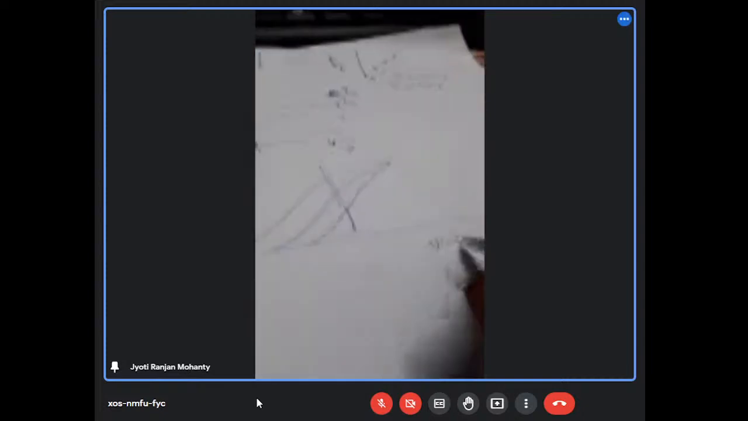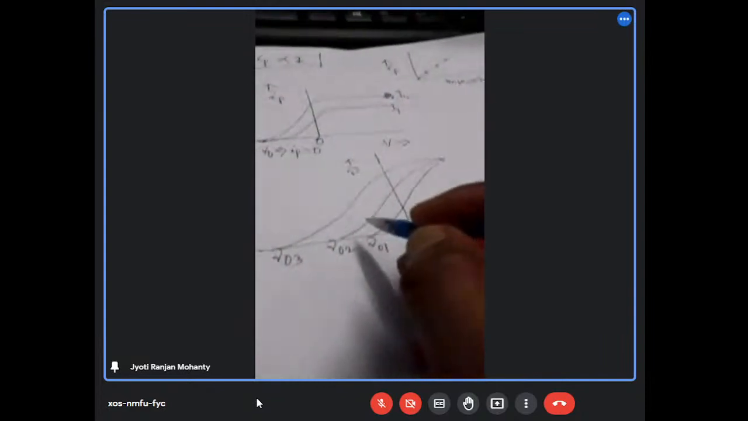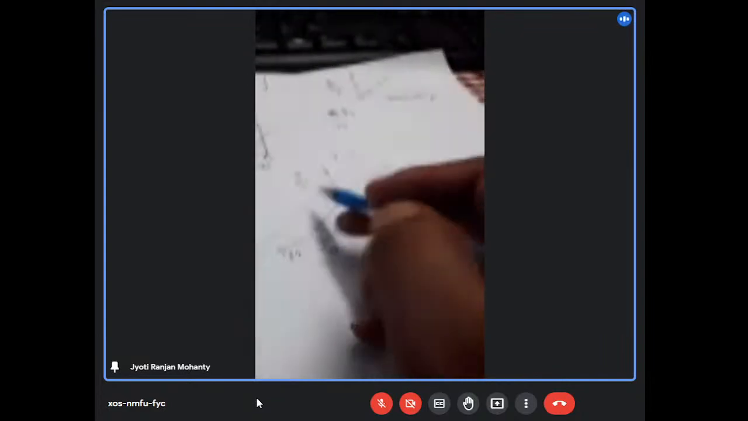So this is again the stopping potential and this is the frequency. On the Y-axis I have taken the frequency. Look here, we have different threshold frequencies: nu 01, nu 02, nu 03. Our point said that different metals have different threshold frequency. So this is known as your saturation current.